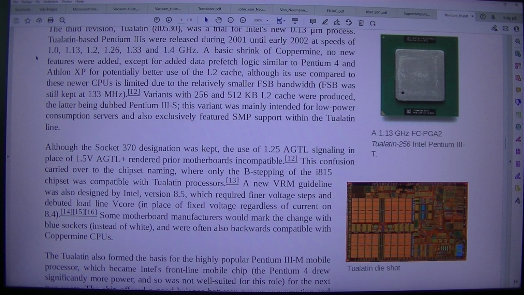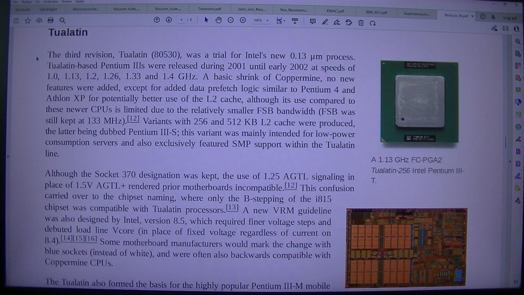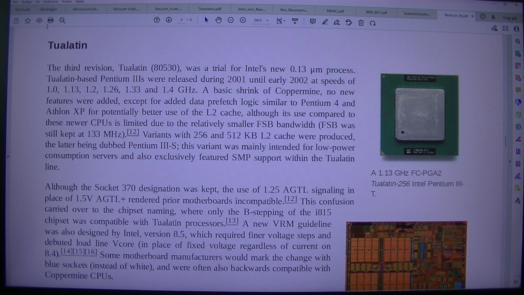Tualatin. A 1.13 GHz FCPGA2 Tualatin 256 Intel Pentium 3-T. Tualatin die shot. The third revision, Tualatin 80530, was a trial for Intel's new 0.13 micrometer process. Tualatin-based Pentium 3s were released during 2001 until early 2002 at speeds of 1.0, 1.13, 1.2, 1.26, 1.33 and 1.4 GHz. A basic shrink of Coppermine.